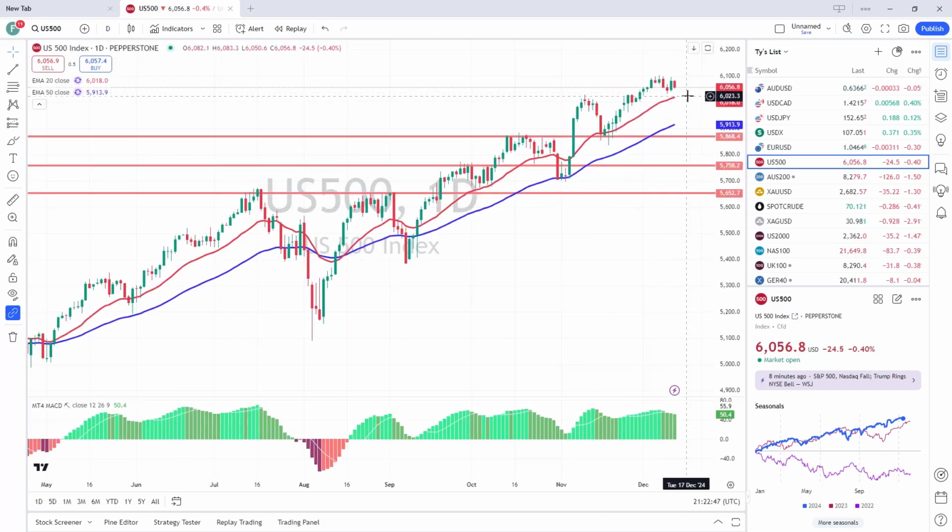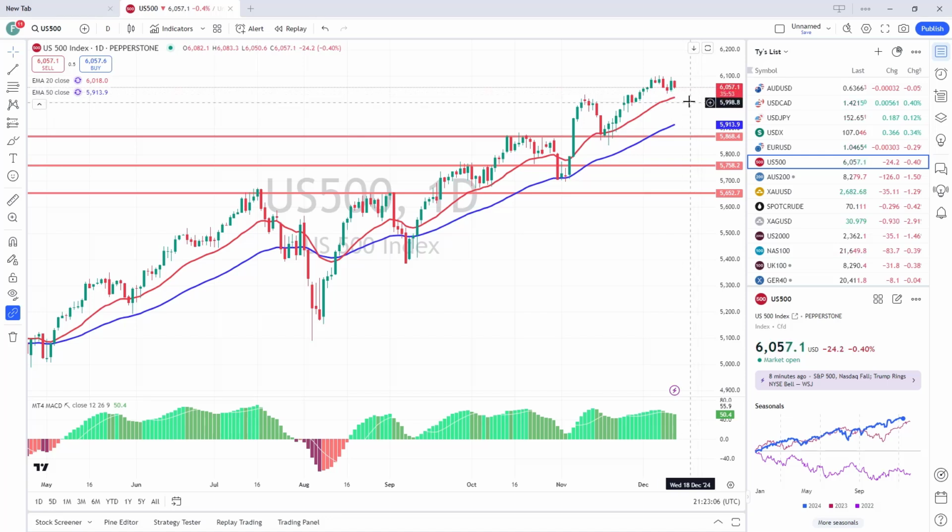We need either a support test of the 20 moving average at around that 6,020, at which point we can look for long opportunities to 6,100. Or a daily break below the 20 moving average, below 6,000. Then we start to target that lower point at around 5,880. That would be my target for there.